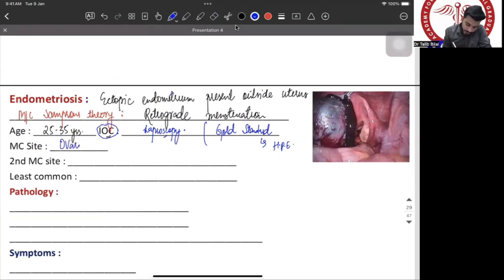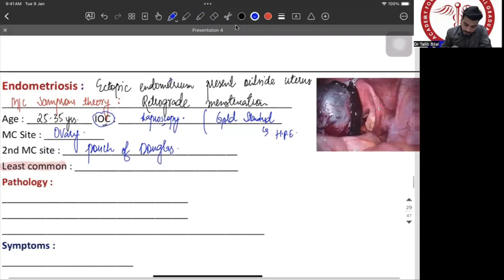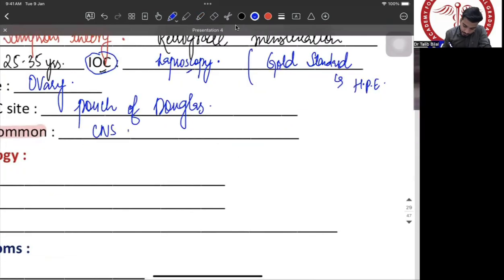Now, the most common site of endometriosis is going to be the ovary. The second most common site is going to be the pouch of Douglas. That's why when there is endometrial tissue present in the pouch of Douglas, the patient complains of dyspareunia, that is, pain during intercourse. The least common sites are going to be the CNS and spleen.